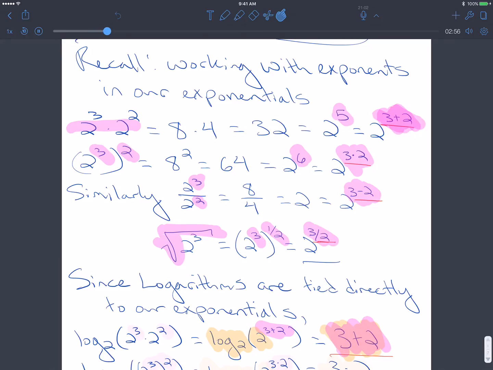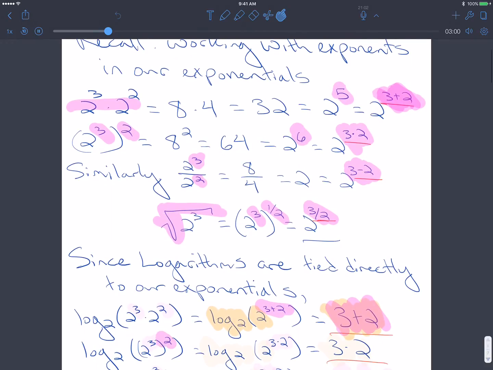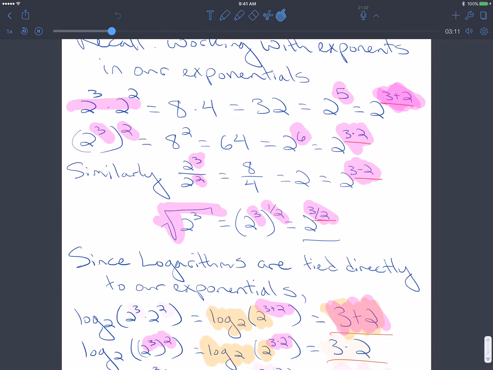Now, if I take a look at the other one that we talked about, 2 cubed quantity squared, right, then that's the same as log base 2 of 2 to the 3 times 2. So then again, those two things cancel each other, right? And I'm left with 3 times 2. And so this extends with any kind of exponent becomes a multiple when you take a logarithm.